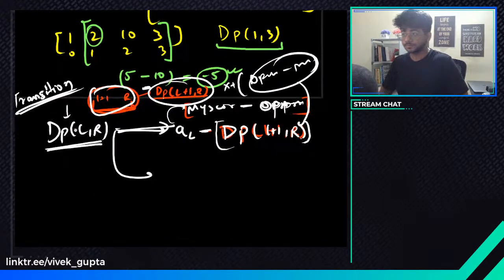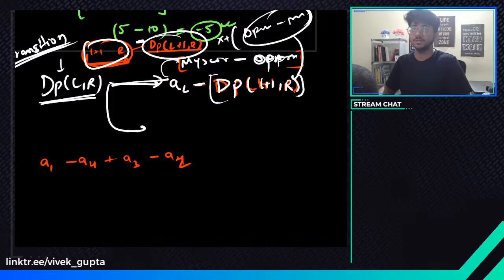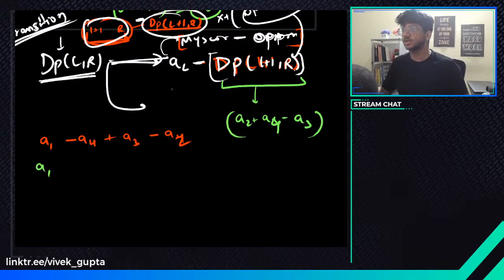So just to understand, let's say the first one was A1, then the opponent was getting A4, plus you are going to get A3, minus opponent was going to get A2. Okay, this was how the play was going to happen. So you are going to get A1. dp of L plus 1 to R tells you the optimal the opponent can get, and that is going to return nothing but A2 plus A4 minus A3. This is what this is going to return.